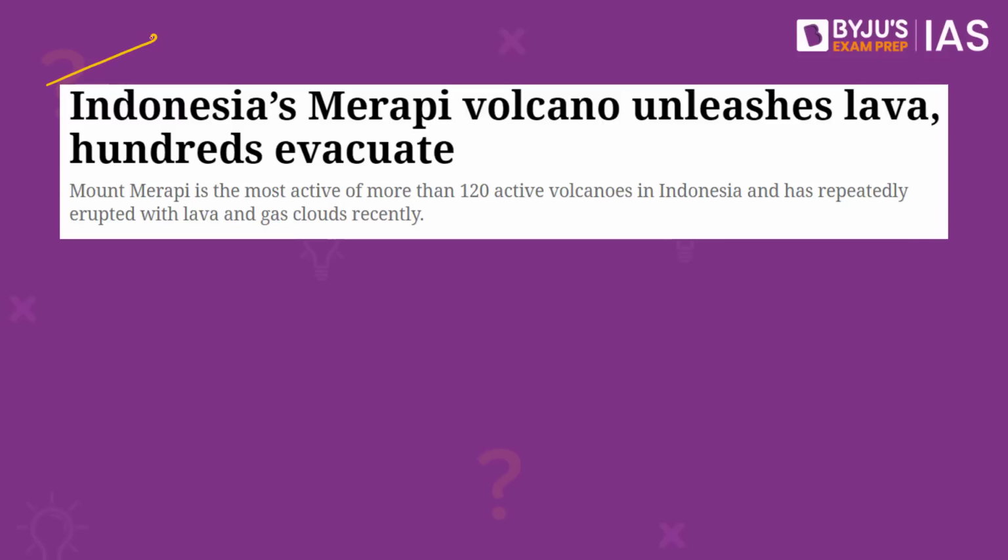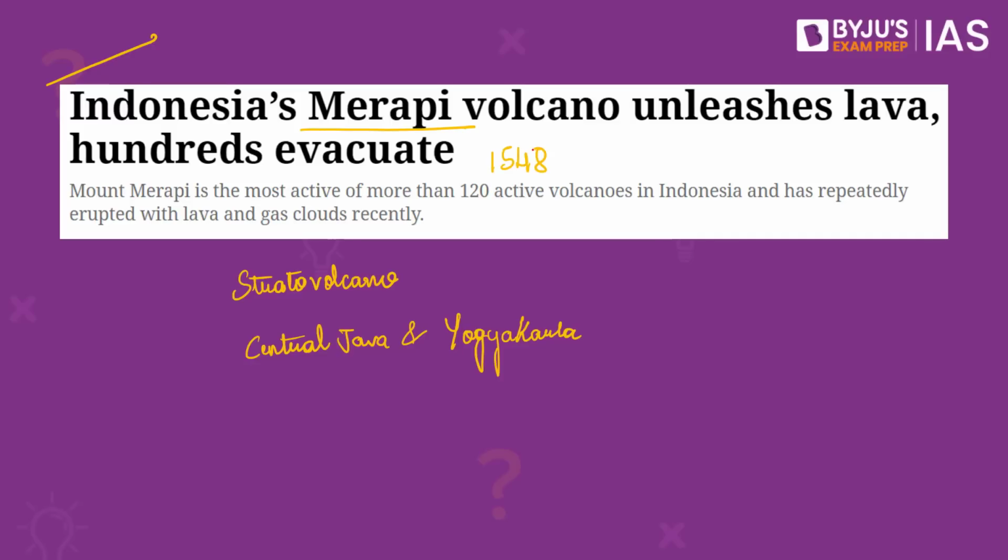See, this Mount Merapi is an active stratovolcano which is located on the border between the province of Central Java and Yogyakarta in Indonesia. This Merapi is the most active volcano in Indonesia and eruptions have been seen here regularly since 1548. See, Indonesia is located on the Pacific Ring of Fire and this has about 120 active volcanoes and Merapi is the most active among these.